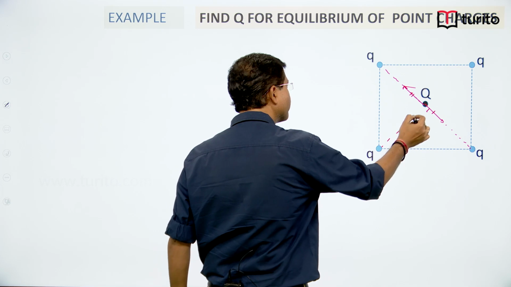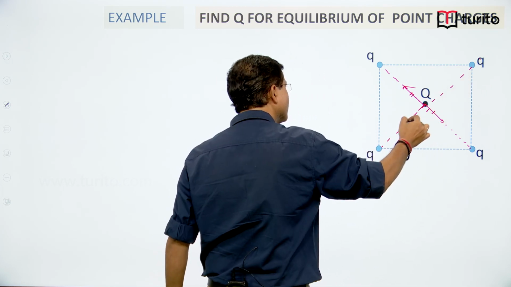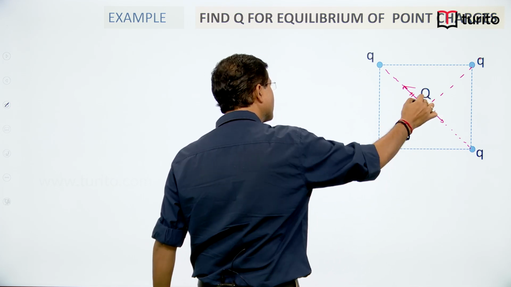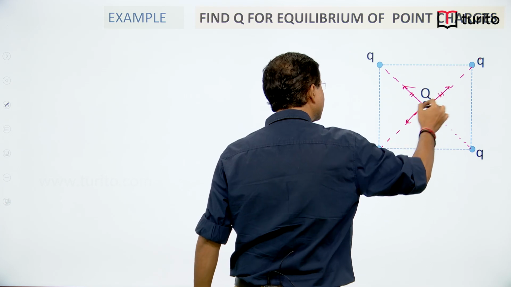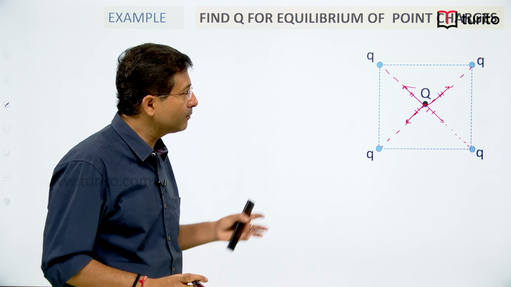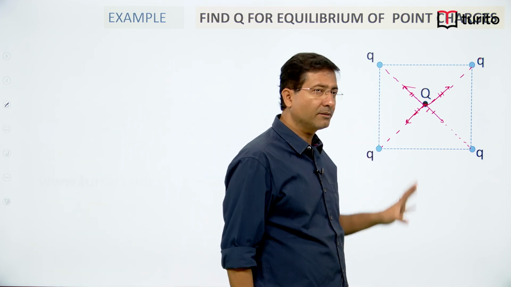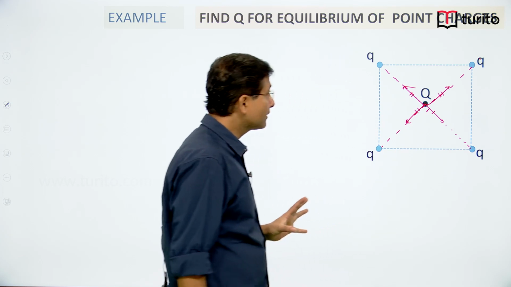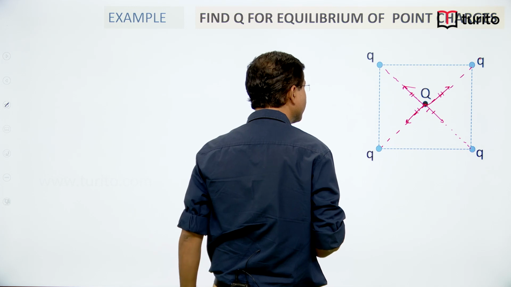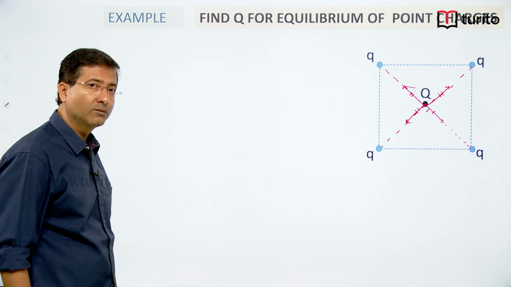Same way, this small q will exert force on q along the line joining away. This will exert force on this one along the line joining away. These two will also cancel. So there is no problem of equilibrium with q. So this q will be in equilibrium, but this might not be in equilibrium for all the values of capital Q.